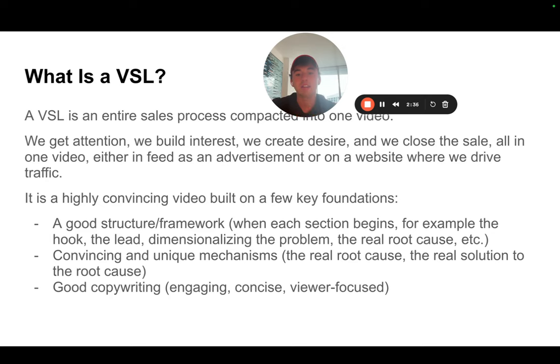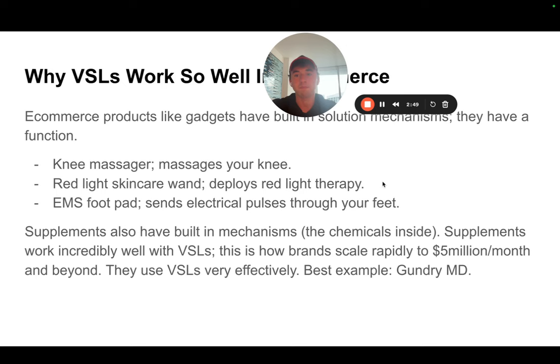And the last ingredient is good copywriting. That means you can write in a way that's very engaging, concise, to the point, vivid, and very viewer focused. Not talking about the product or the brand or what your mission is, but talking about what the viewer gets and how everything benefits them.